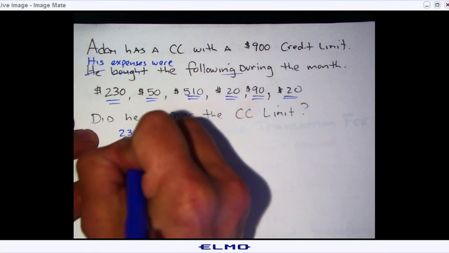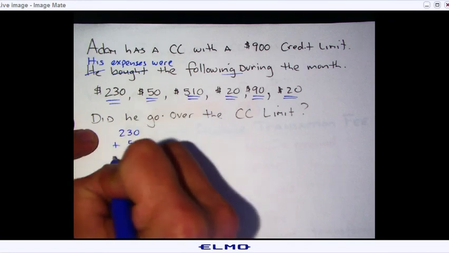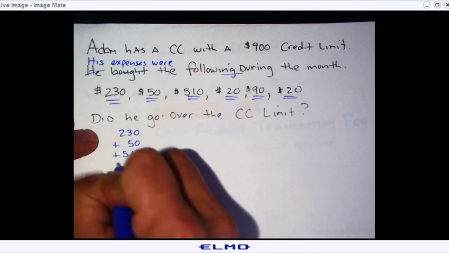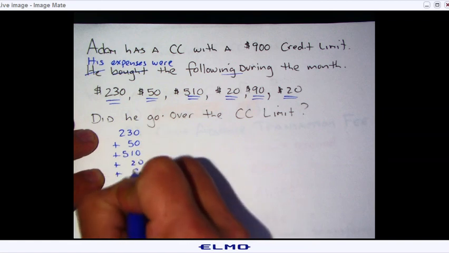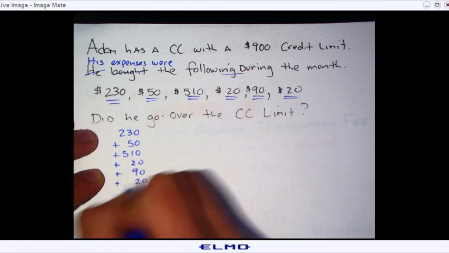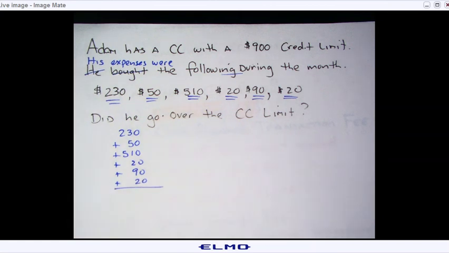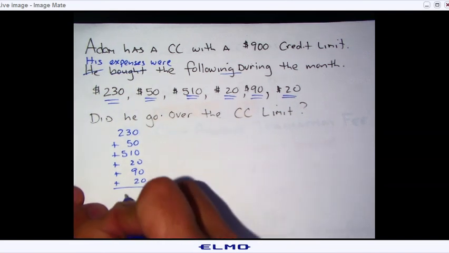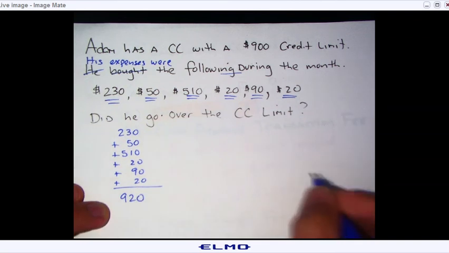So 230 plus 50 plus 510 plus 20 plus 90 plus 20. All right, so now all you have to do is add them. And what do we get? Did you guys come up with an answer? Anybody before I get it? Type it in. Ooh, his total is 920.